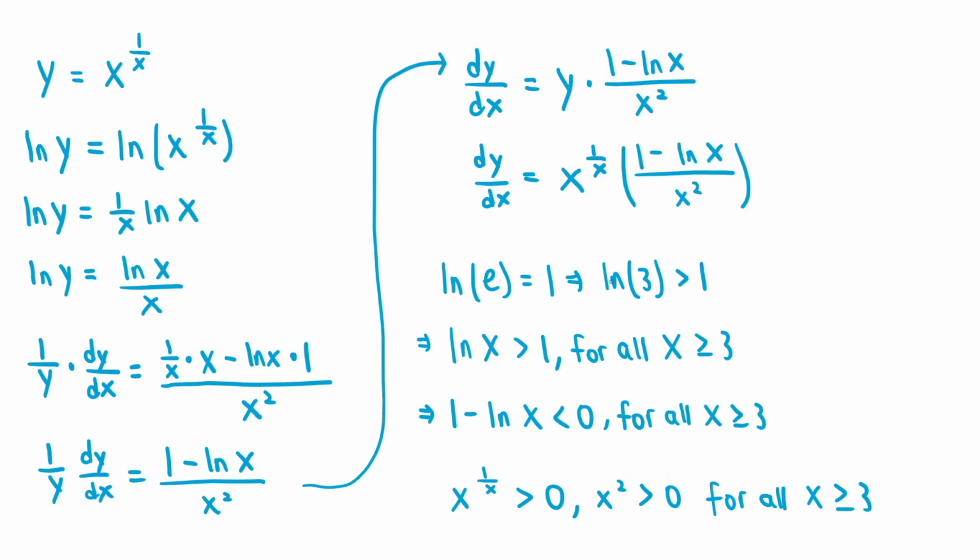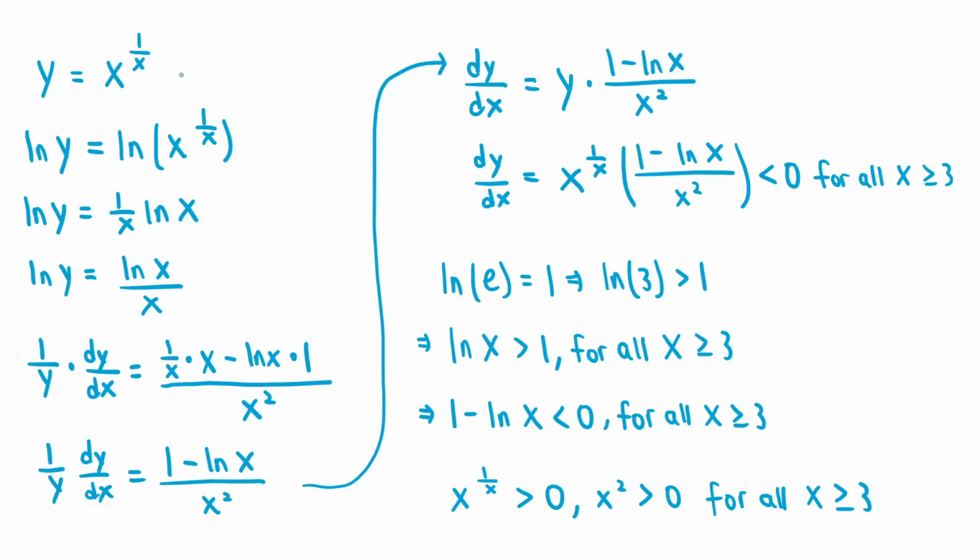So if we look at the expression for dy dx, x to the power of 1 over x is positive, 1 minus ln of x is negative, and x squared is positive. So we have a negative value, 1 minus ln of x, divided by a positive value, and then all of this is multiplied by x to the 1 over x, which is positive. So negative divided by positive times positive, which means the entire expression is negative. So dy dx, which equals x to the 1 over x times 1 minus ln of x over x squared, is strictly less than 0 for all x greater than or equal to 3.